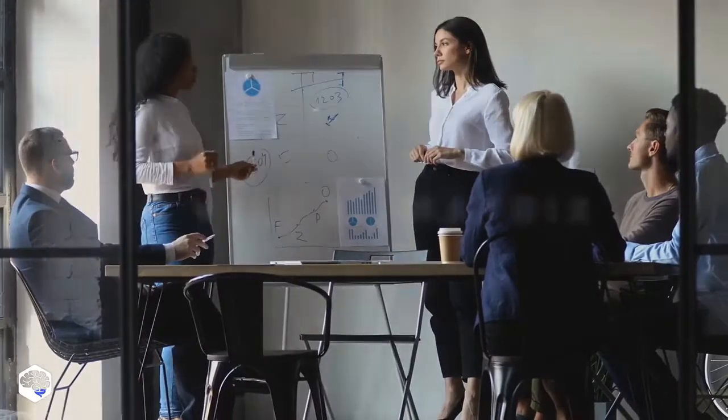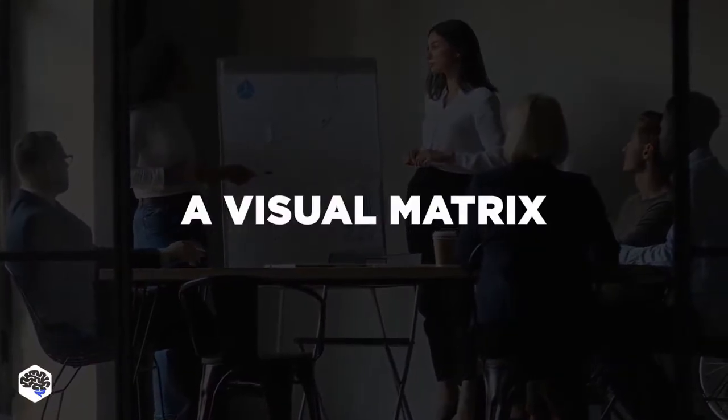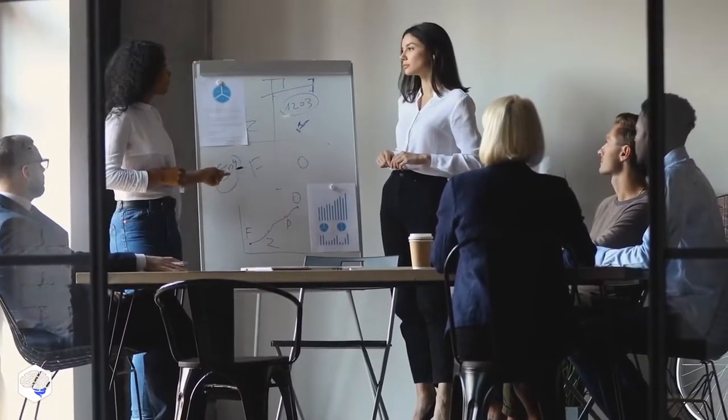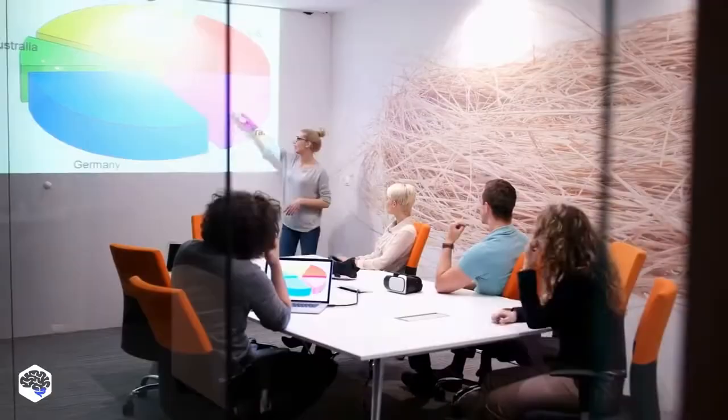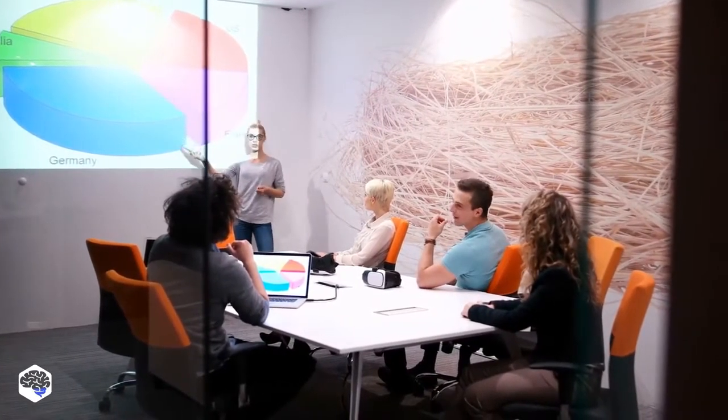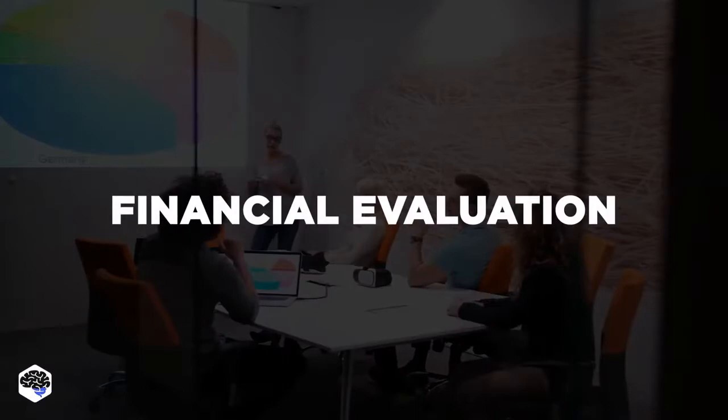The next method is a visual matrix. Take the previous method and assign the values from 0 to 10 for each criterion to make the evaluation more measurable. The idea that got the most points will have a competitive advantage over the rest. When you are done, move on to financial evaluation.